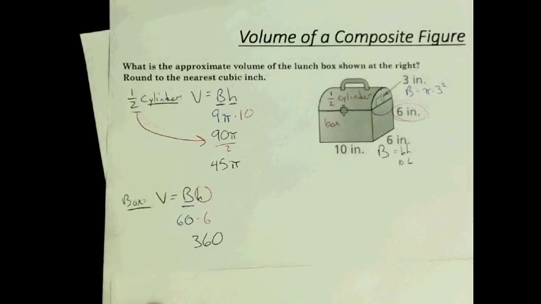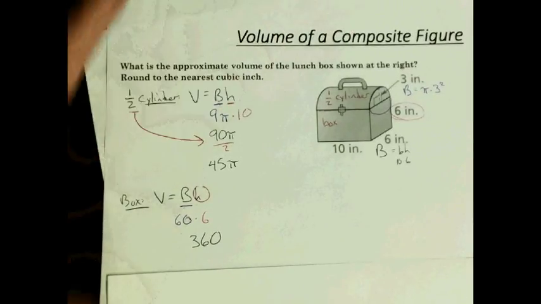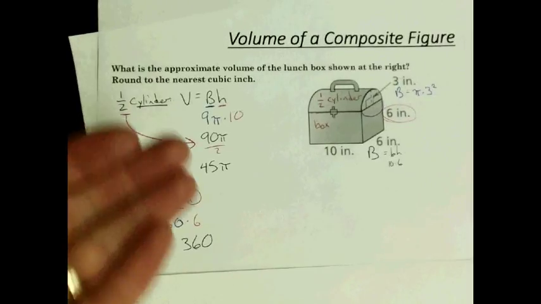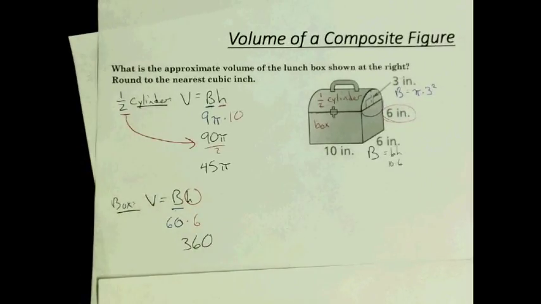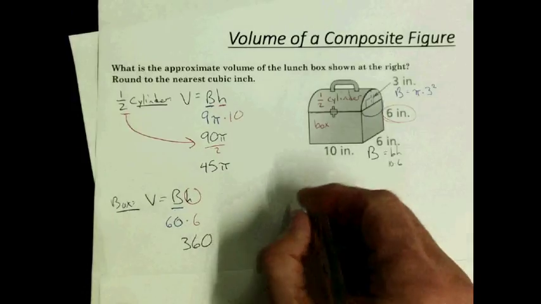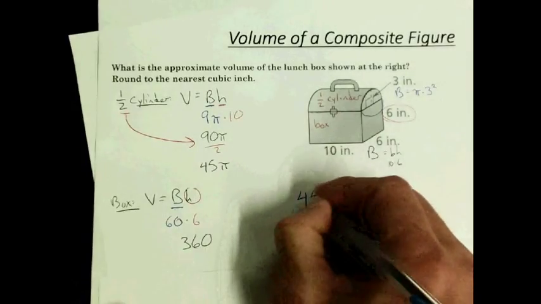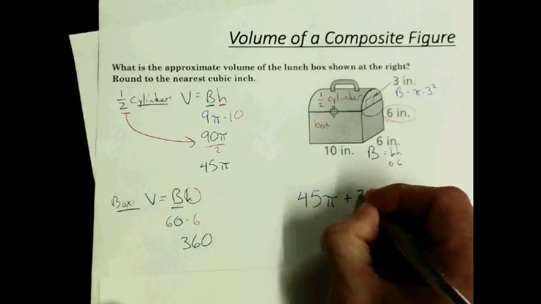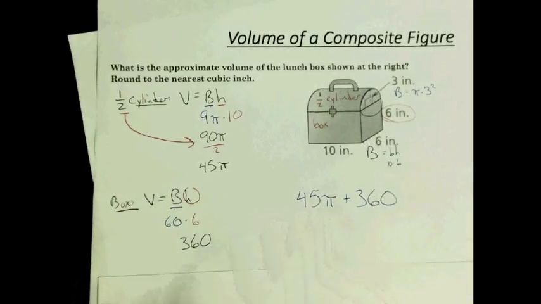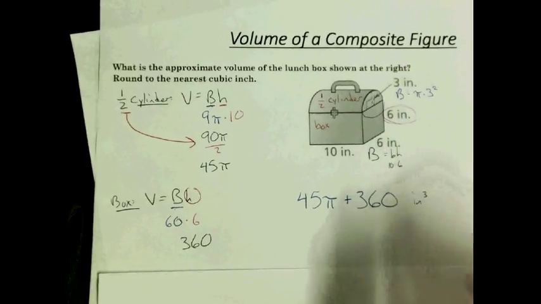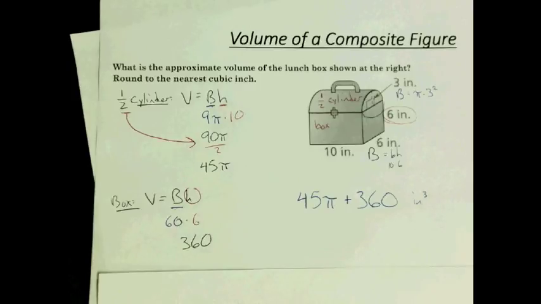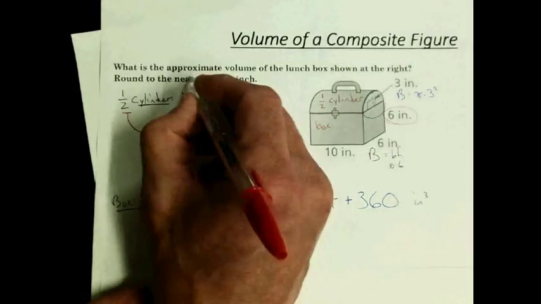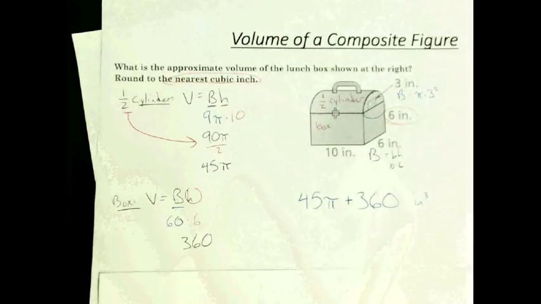So if we're finding the composite volume, the total volume, we're simply adding these two values together. The most exact value of the volume is technically 45 pi plus 360 cubic inches, right? So I get technical on this, but we have to read the directions. The directions say you don't need to do that. That's too crazy. Let's just round it to the nearest cubic inch. That means round it to the nearest whole number.